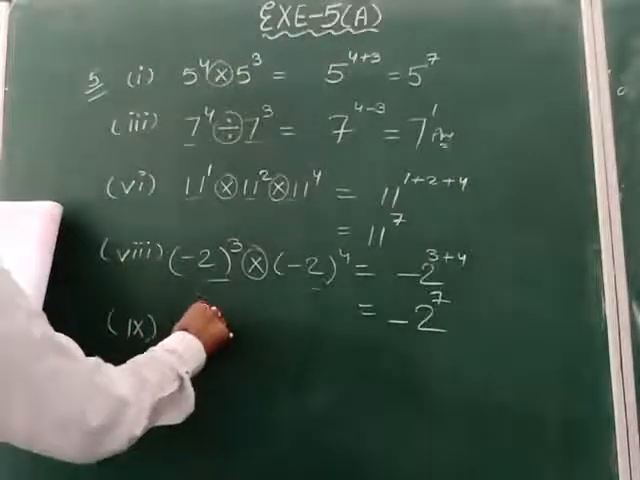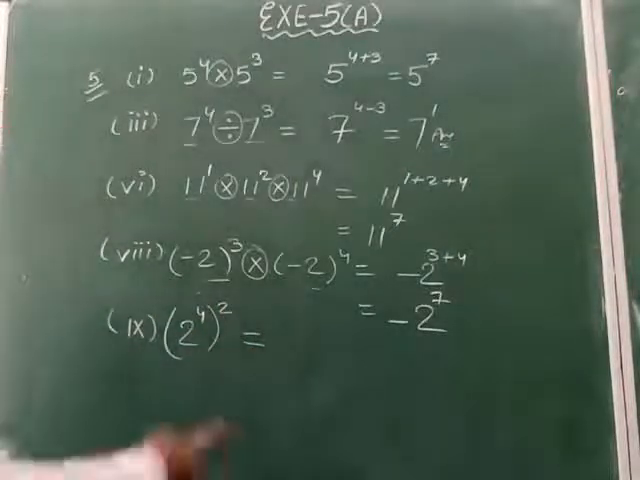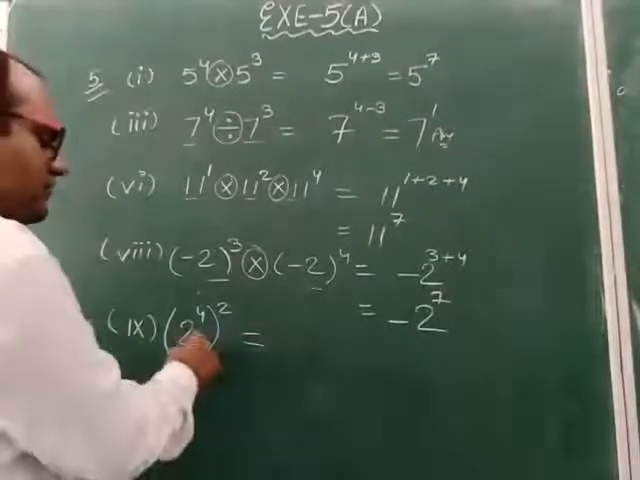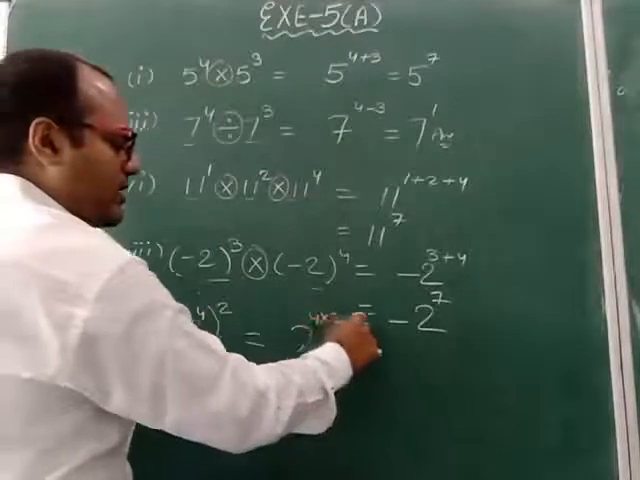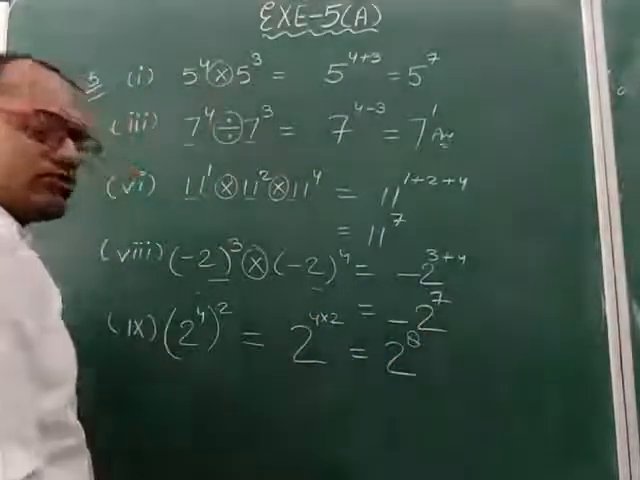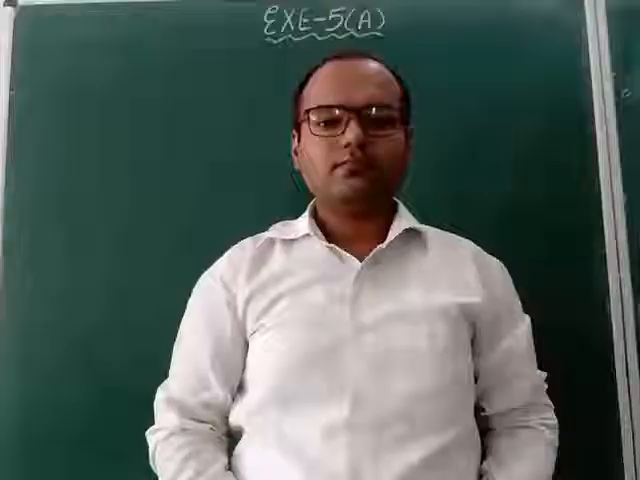2 power 4 whole power 2. So one power is inside the bracket, one power is outside the bracket. So the base we have to write the same. Inside and outside power we have to multiply. So the final answer will be 2 power 8. So like this you have to do all the remaining part of this question number 5.